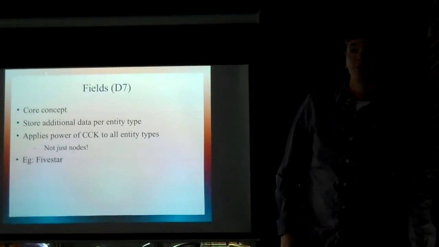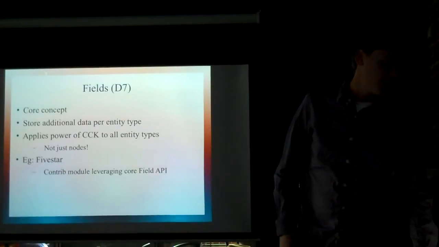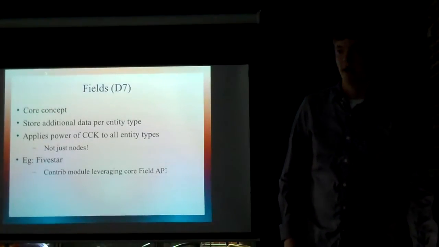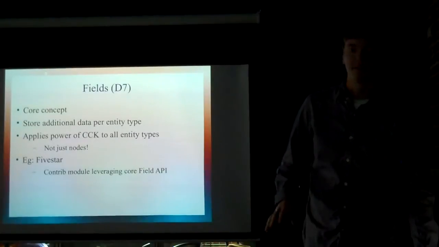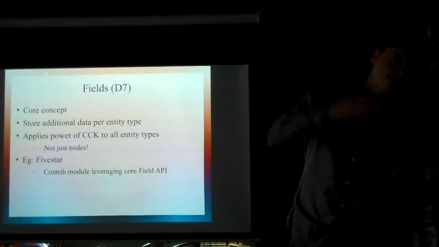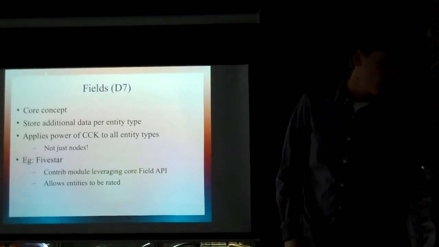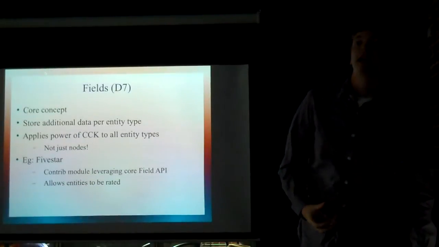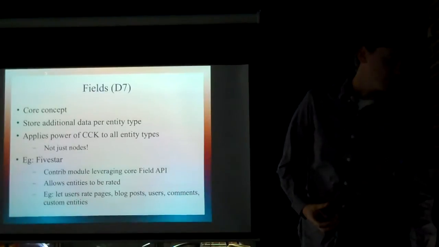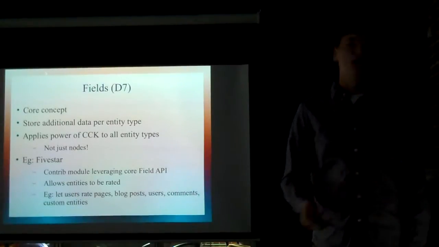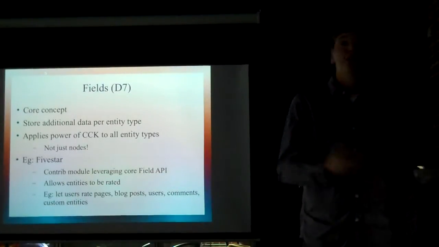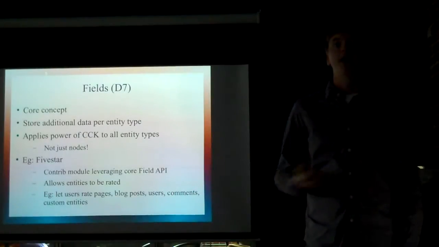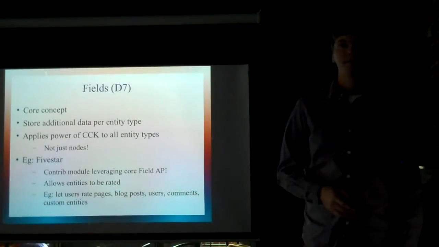So if we take Five Star in Drupal 7 as an example, that leverages the core Field API. There's no CCK in Drupal 7 for the most part. It's all fields now, and it's in core. And so Five Star in Drupal 7 allows entities of any type to be rated. So you can not only rate pages and blog posts, but you might also be able to rate users or comments or any other custom entities that you define yourself.